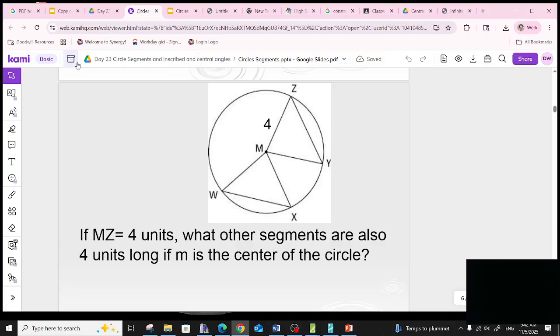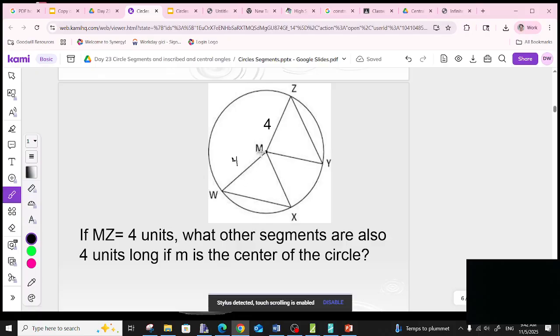4. You have one here, MW. You have MX. You have MY. And MZ was given. So that's a total of 4 radii. Why are ZY and WX not radii? It's not coming from M. It's not coming from the center. Radii have to come from the center.